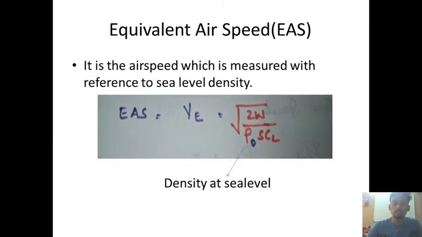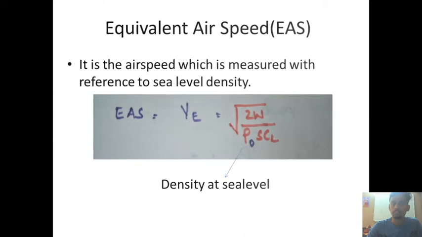Next let us see about the equivalent airspeed. It is the airspeed which is measured with reference to the sea level density. The equivalent airspeed VE is equal to root of 2W by rho naught S CL, where rho naught indicates the density at sea level, W is the weight of the aircraft, S is the wing area and CL is the coefficient of lift. So in the equivalent airspeed, the density remains constant even with increasing altitude.